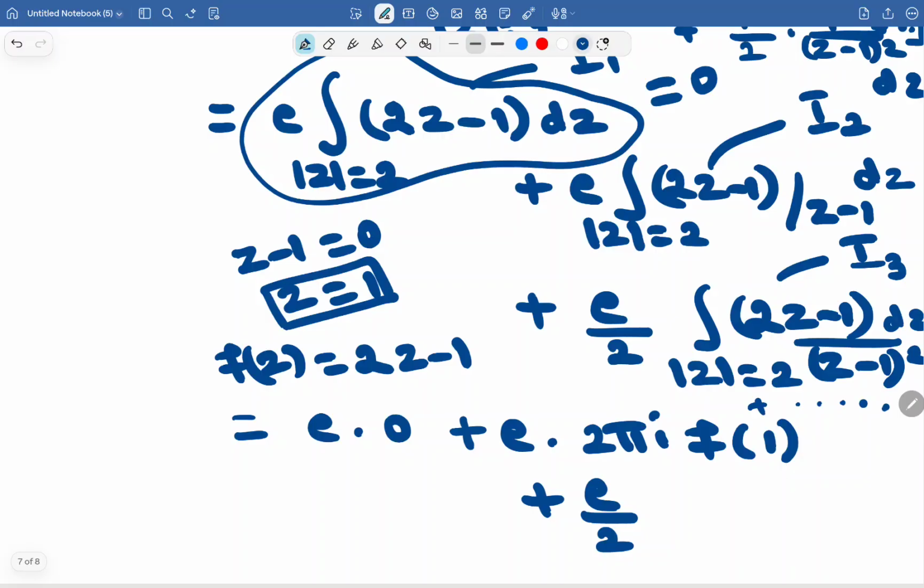What is I3? (2z minus 1) by (z minus 1) whole square dz. Here apply Cauchy integral formula for higher derivative, that is, 2 pi i by 1 factorial into f dash of a, here a is also 1.